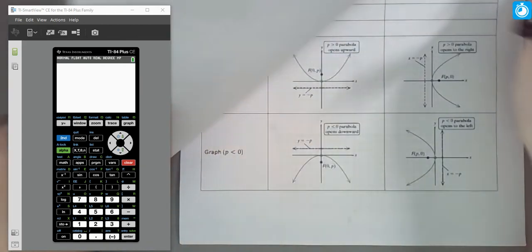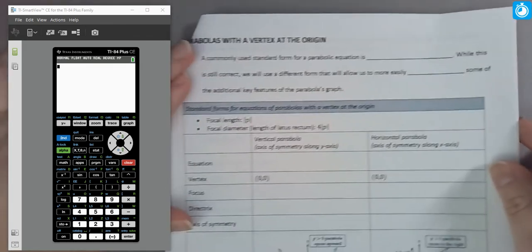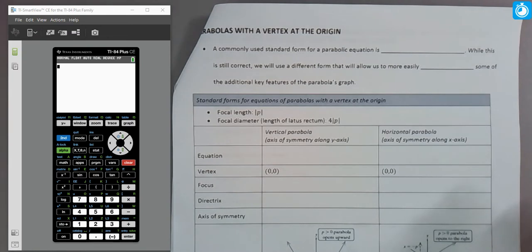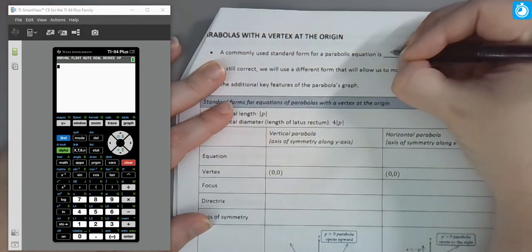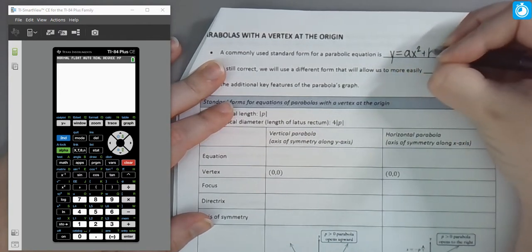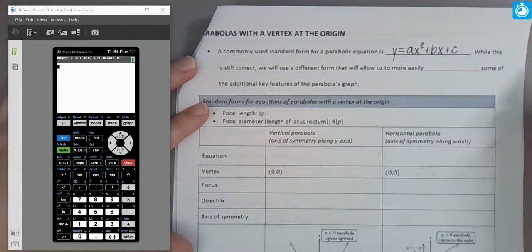So let's talk about the equations and how we graph from different forms. As with ellipses, as with hyperbolas, we're going to focus on graphing from two different points of view, either centered at the origin, so specifically we have a vertex at the origin, or centered at a new location with a vertex at a new location. Now, a commonly used standard form for a parabolic equation is one you've probably seen before. Y is equal to ax squared plus bx plus c. This is an expanded form of a parabolic equation.